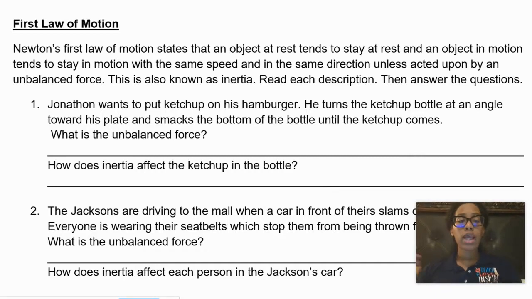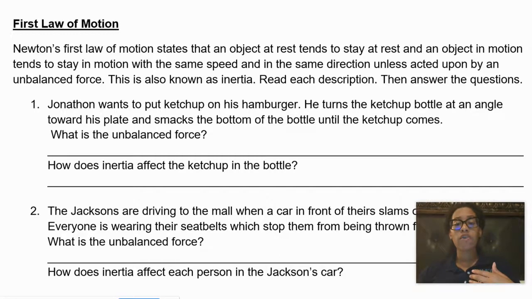Number one, Jonathan wants to put ketchup on his burger. He turns the ketchup bottle at an angle towards his plate and smacks the bottom of the bottle until the ketchup comes out. What is the unbalanced force and how does inertia affect the ketchup in the bottle?